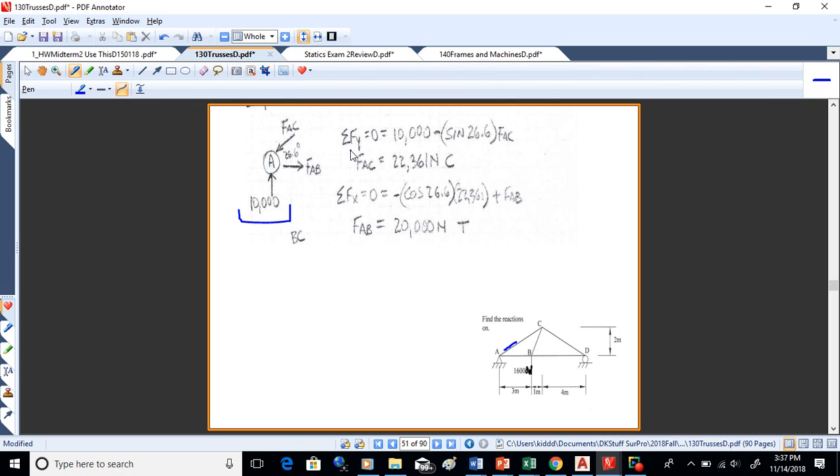So what I'll do there, I'll go sum of Fy is 0, 10,000 up, minus sine 26.6 times the unknown FAC down. Solve for FAC, I get a positive 22,361. Positive meaning it does indeed act down in compression. Sum of Fx is 0. I've got negative cosine 26.6 times 22,361. That's the force in AC. That acts to the left, so it's a negative, plus FAB to the right. FAB is 20,000 tension. All right, so now I know AC and AB, so I can start moving my way through the truss now.